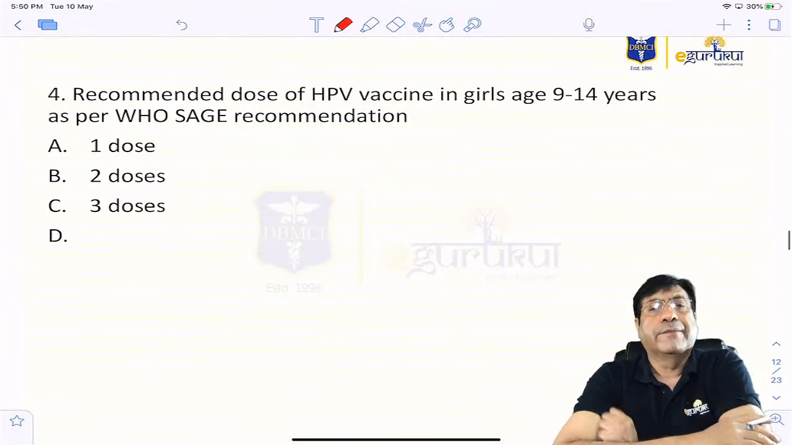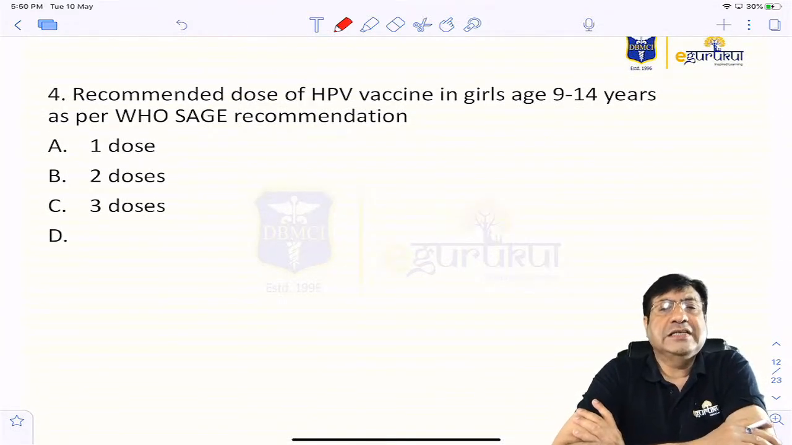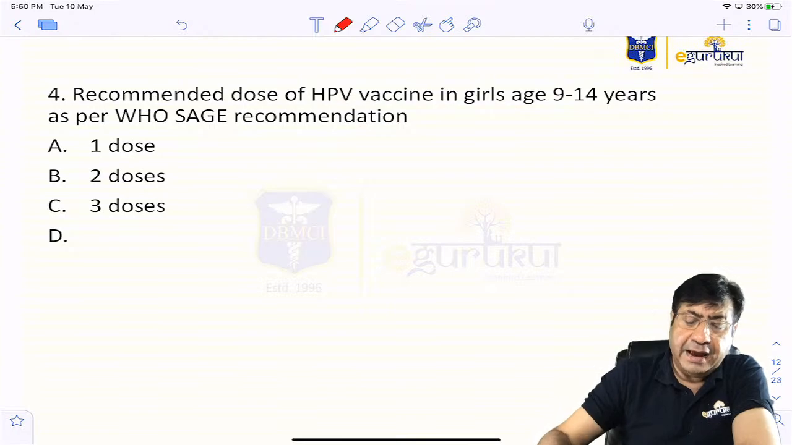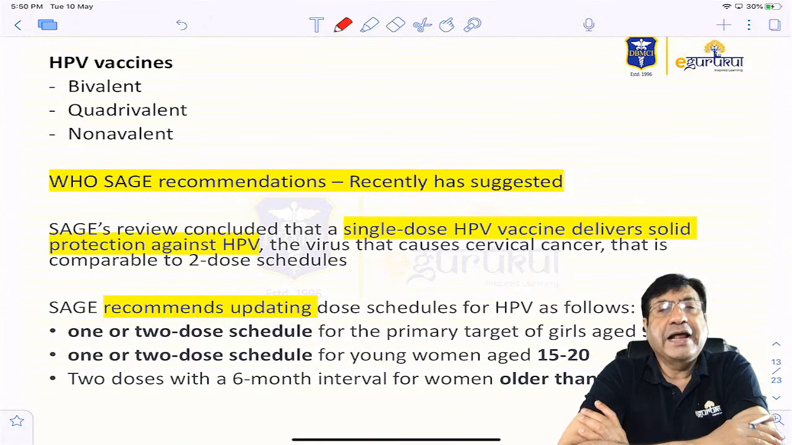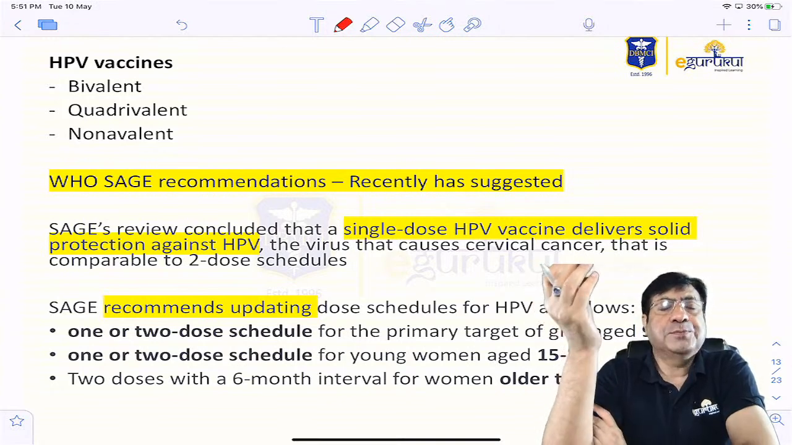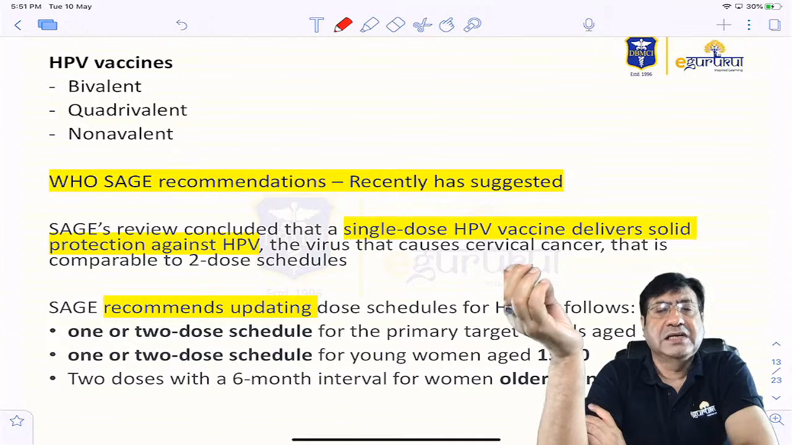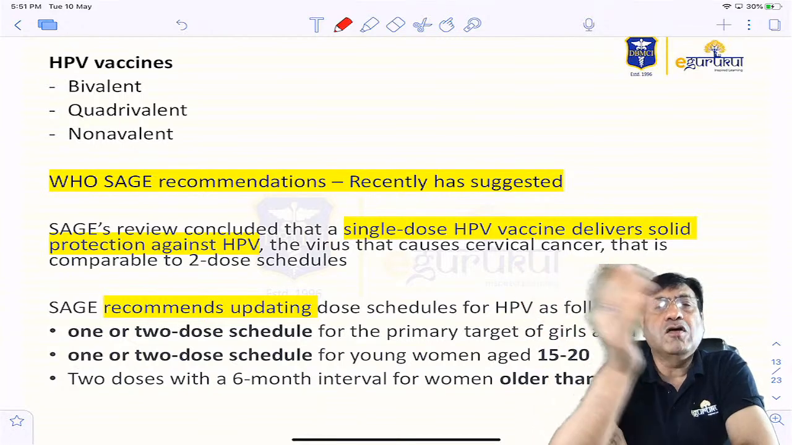Coming to question number 4. Now question number 4 was asked on human papilloma virus vaccines that need to be given in girls between 9 to 14 years of age as per the WHO SAGE recommendations. Again, in my app, in the vaccination section, immunization section, I've discussed human papilloma virus vaccines in detail. Now these vaccines are very important as protection against human papilloma virus, which is one of the leading causes of cervical cancers in our country.